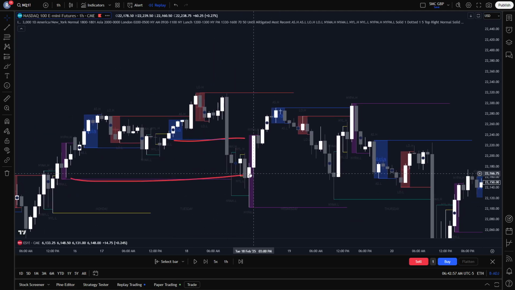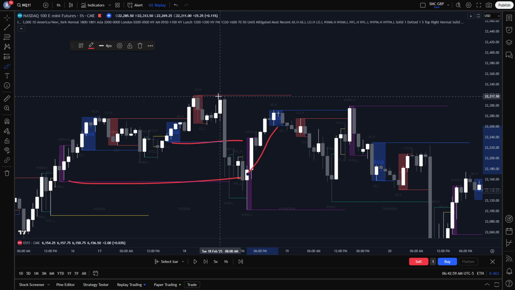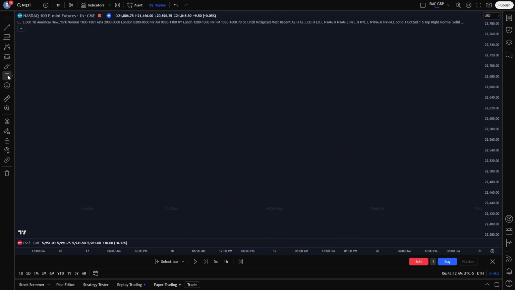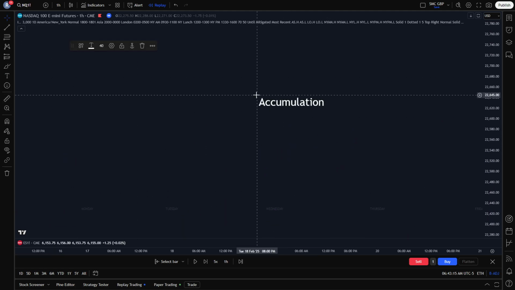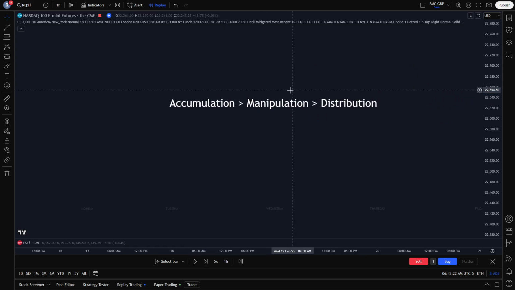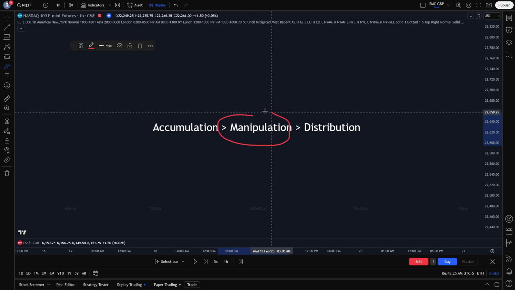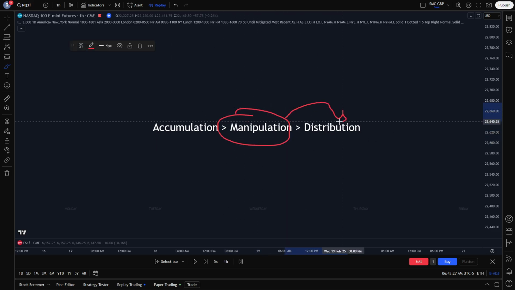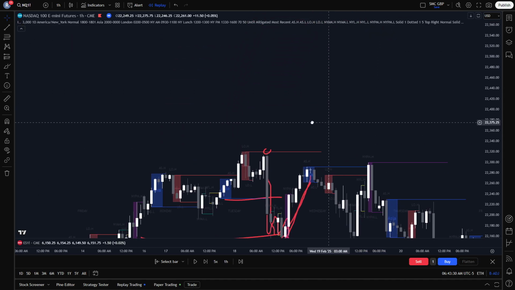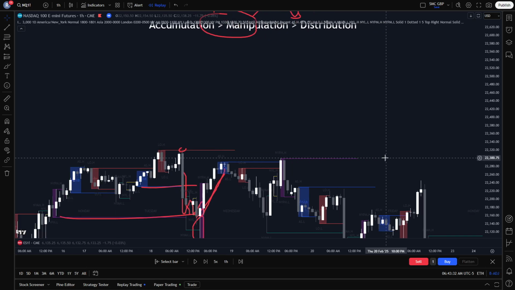PM session then gives us a distribution, right? So we have a manipulation up here, I'm assuming. I'm not going to take too close of a look at it. We distribute, and then we accumulate. And then that gives us another manipulation here to distribute higher. And it's following this AMD framework. Accumulation, manipulation, distribution. And this is fractal, right? This is basically the outline of my model. The three-step distribution is that you're identifying the manipulation on your hourly or 4 hourly to catch the distribution. This applies to the high time frame and just price action in general.